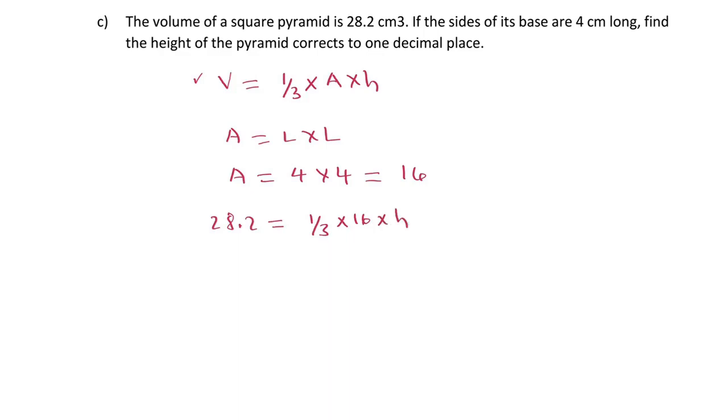Okay, so now let us make H the subject. Then we are going to have H equals 28.2 times 3 over 16. Solving this, we are going to have H equals 5.2875 centimeters. Okay, we've been told to put this in one decimal place. So the height of the pyramid is going to be 5.3 centimeters.